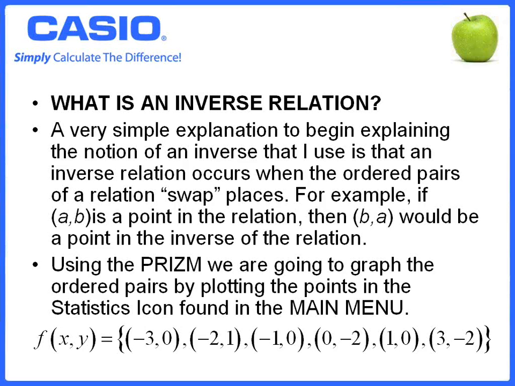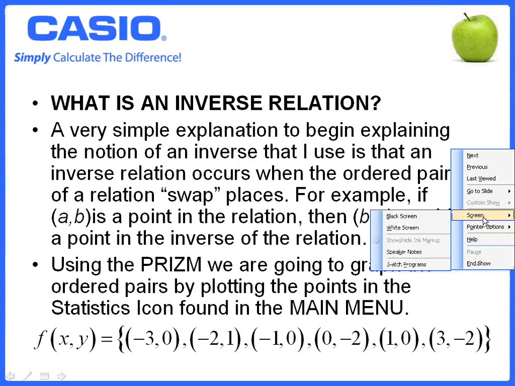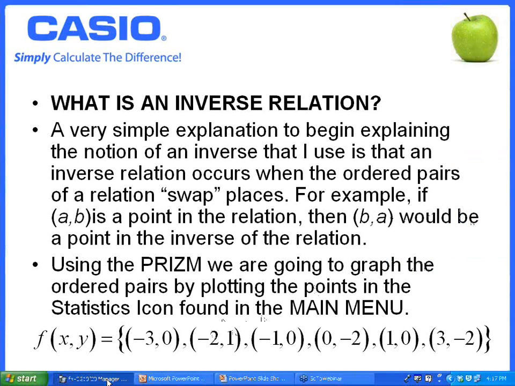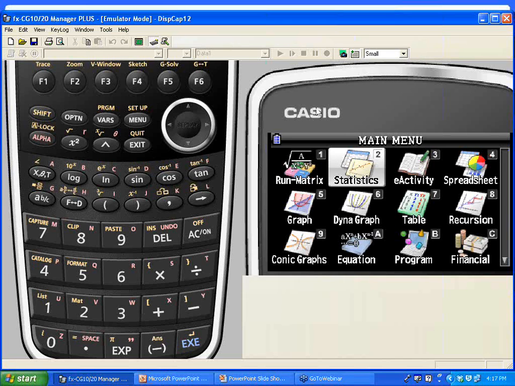Using the Prism, we're going to graph the ordered pairs by plotting the points in the statistics icon found in the main menu. Below is the function or the relation that I am going to type in. So I'm going to change over to my emulator so that we can pull up the graph, and I will run through the ordered pairs again as we type them in.